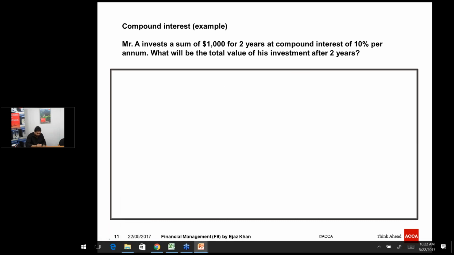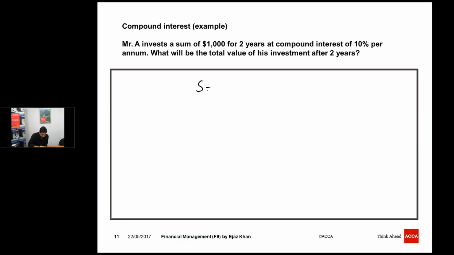So let me remove this. The formula that we've studied is S is equal to P into (1 plus R) raised to the power N. Let us rephrase this formula for P. If you need to calculate P, we'll just divide S by (1 plus R) raised to the power N.